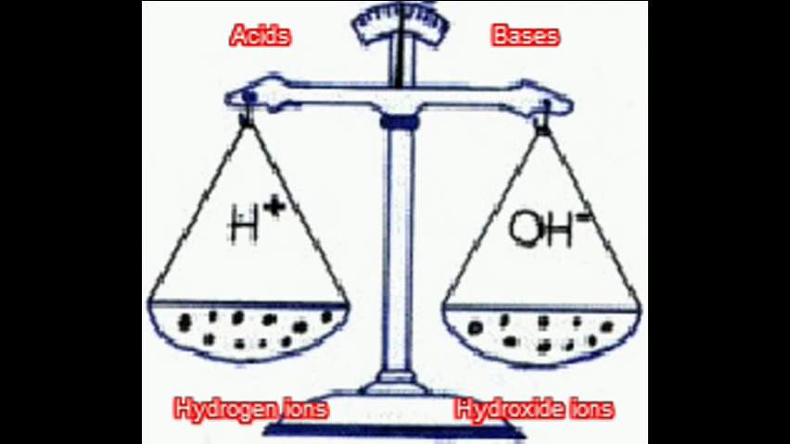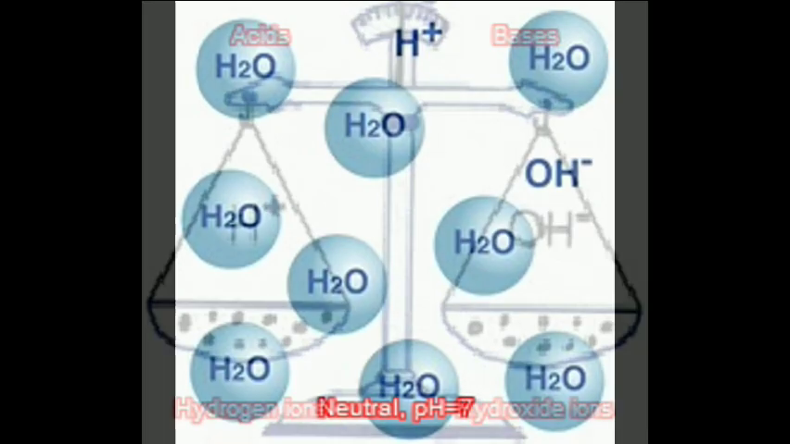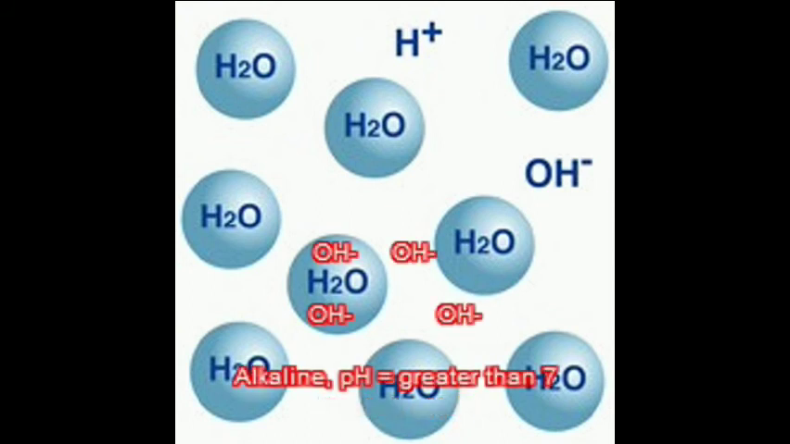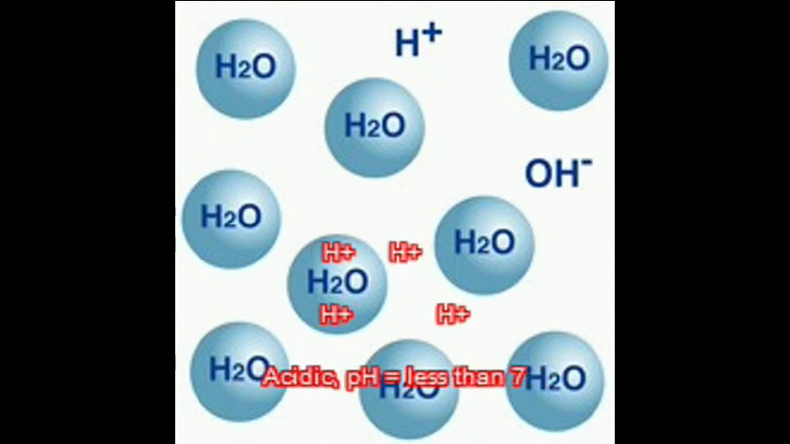protons donated by acids. The concentration of hydrogen ions and hydroxide ions in drinking water determines if the water is neutral, alkaline, or acidic. When the concentrations of the positive and negative ions in the water are equal, the water is neutral with a pH value of 7. When there are more hydroxide ions than hydrogen ions, then the water is alkaline with a pH higher than 7. When there are more hydrogen ions than hydroxide ions, then the water is acidic with a pH lower than 7.